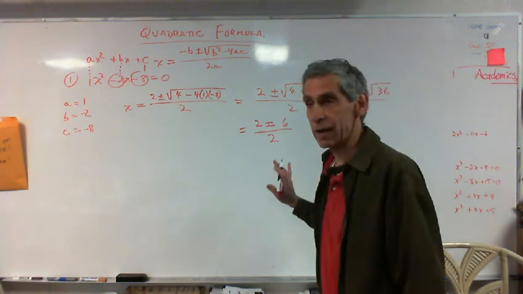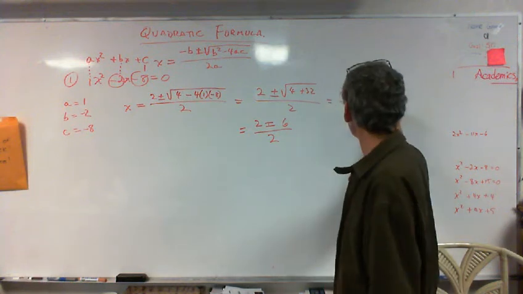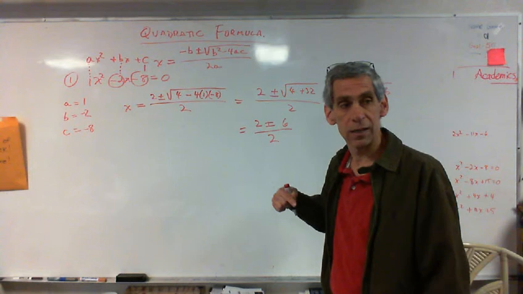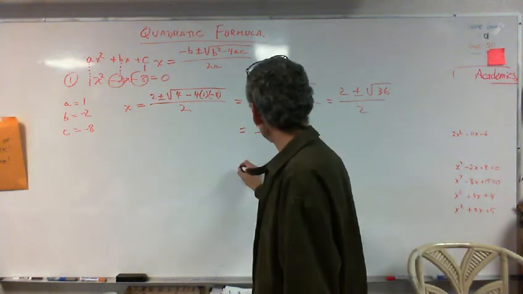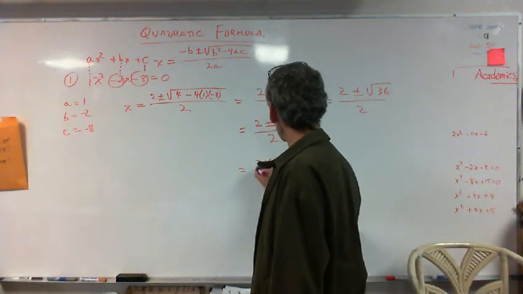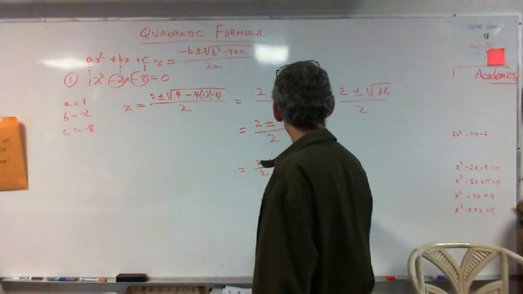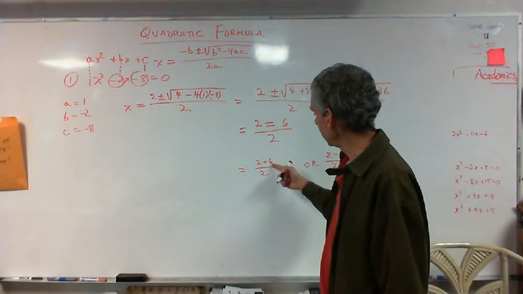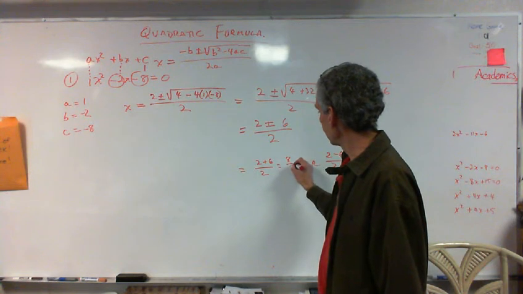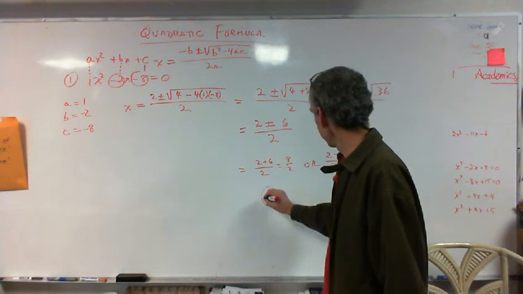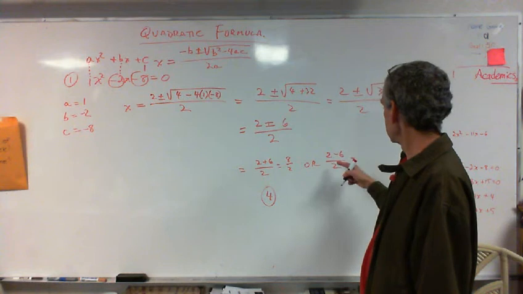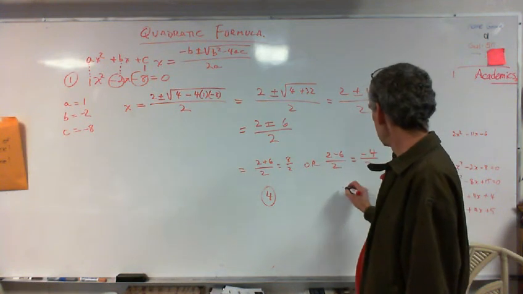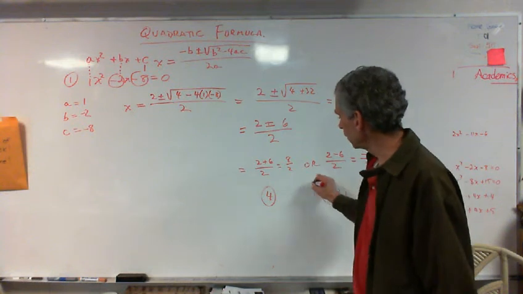Now, I can't stop there. As soon as I find a perfect square here, you have to give me two answers. So that means either 2 plus 6 over 2 or 2 minus 6 over 2. So that's 8 over 2, which is 4. So there's my first one. And this is negative 4, right, over 2. That's negative 2. So those are my two answers.